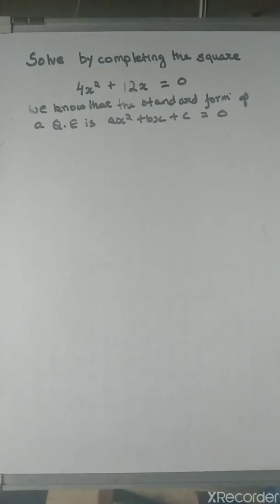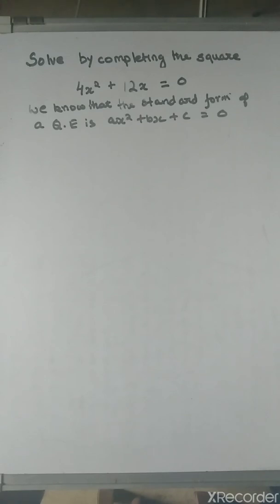Hello, everybody. We are back again to the method of completing a quadratic equation by completing the square. I got this problem from a Facebook acquaintance, Hamid Khan, who requested to solve this: 4x squared plus 12x is equal to 0.